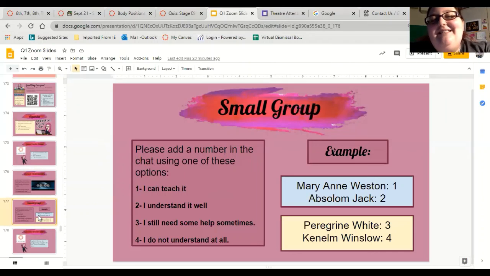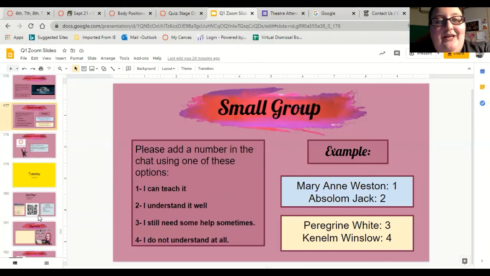All right. I would then ask you to put a number in the chat and evaluate your learning for today. Do you think you could teach someone these stage directions? Do you understand the stage directions? Do you still need some help with the stage directions? Are you completely and totally lost and overwhelmed? Then you need to put a fire emoji in the chat.